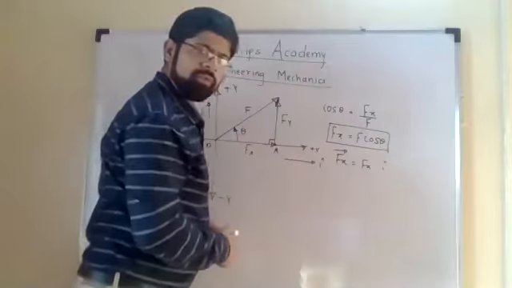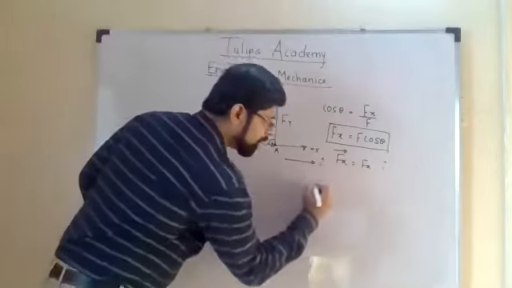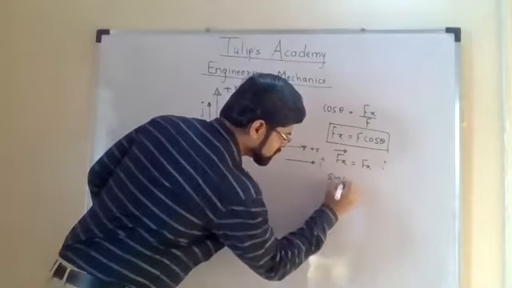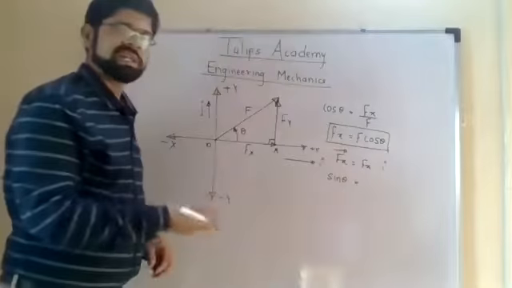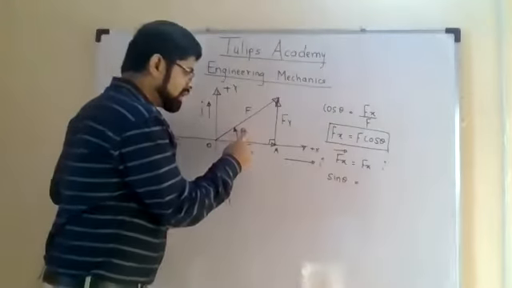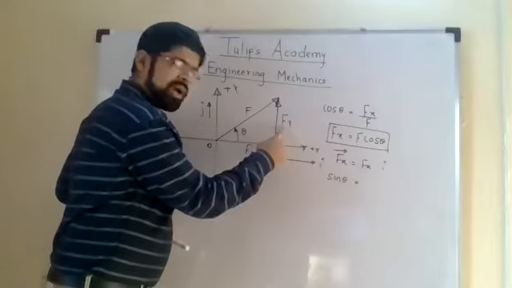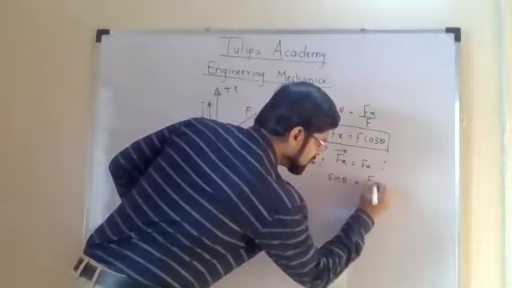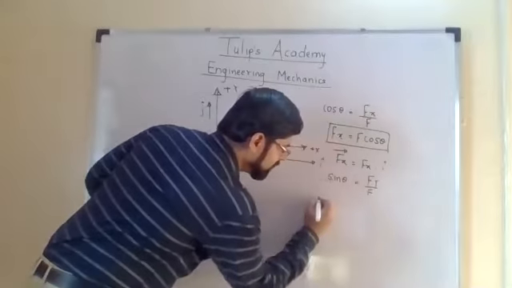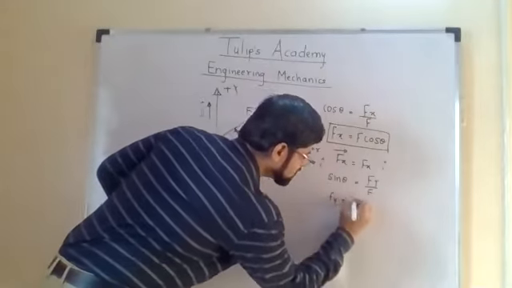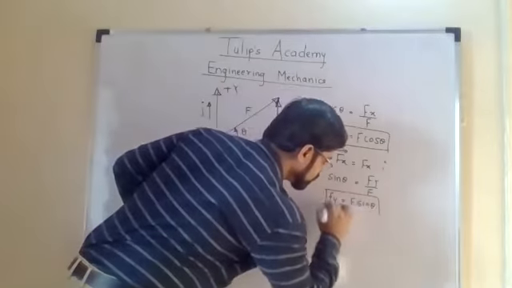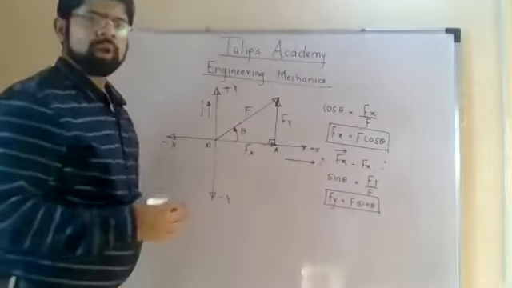Similarly, we can find out the magnitude of Fy. For calculating Fy we will use the sine theta relationship. We know that sine theta is opposite side upon hypotenuse. So if you look at theta, the side opposite to theta is Fy and the hypotenuse is F. Therefore sine theta can be written as Fy upon F, and therefore Fy can be written as F into sine theta.